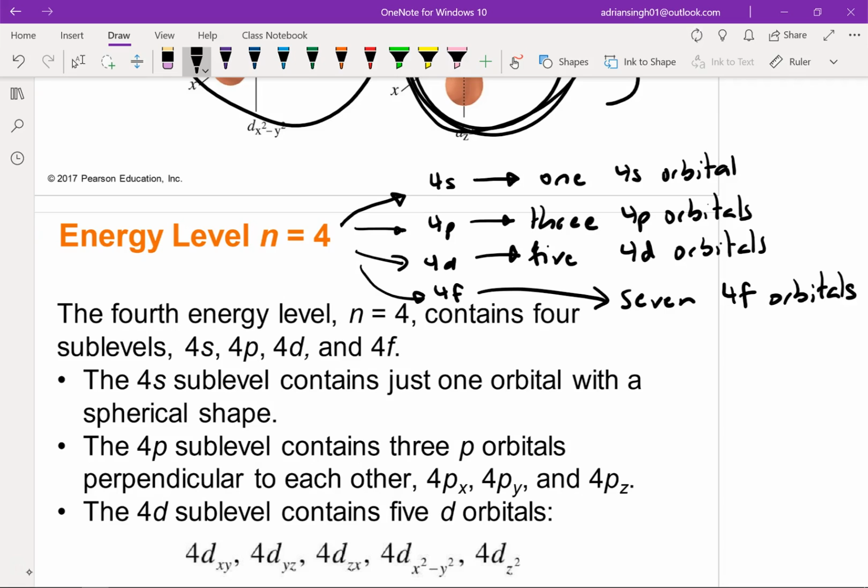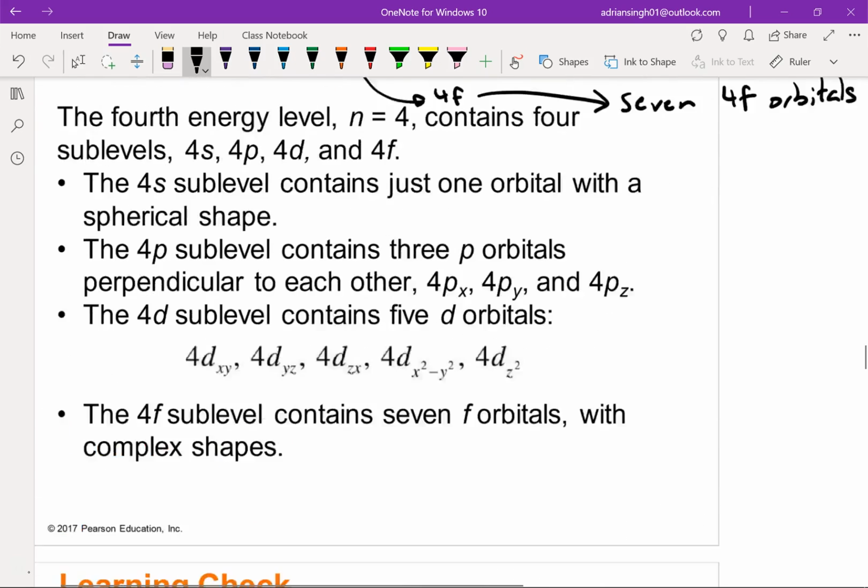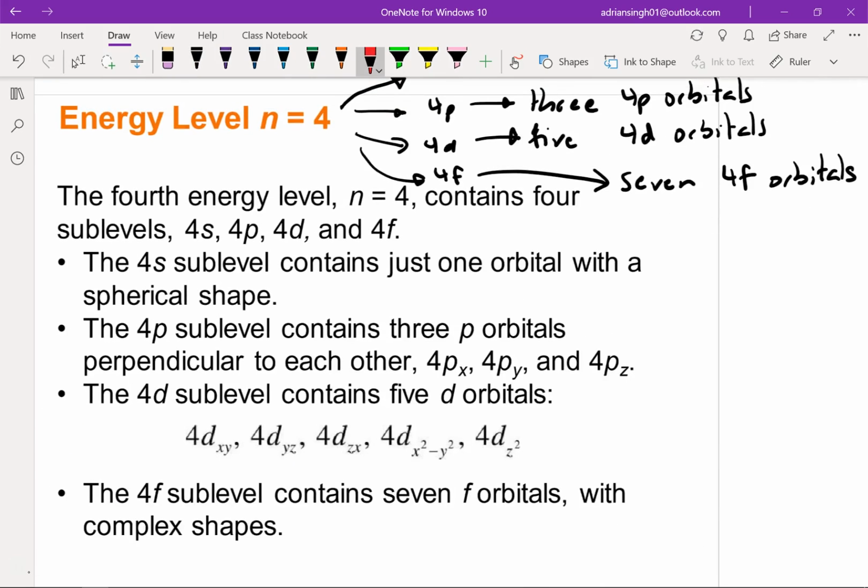And the shape of the f orbitals is even more complicated. We won't really touch on those. So these f orbitals have a much more complicated shape compared to all the other types of orbitals.